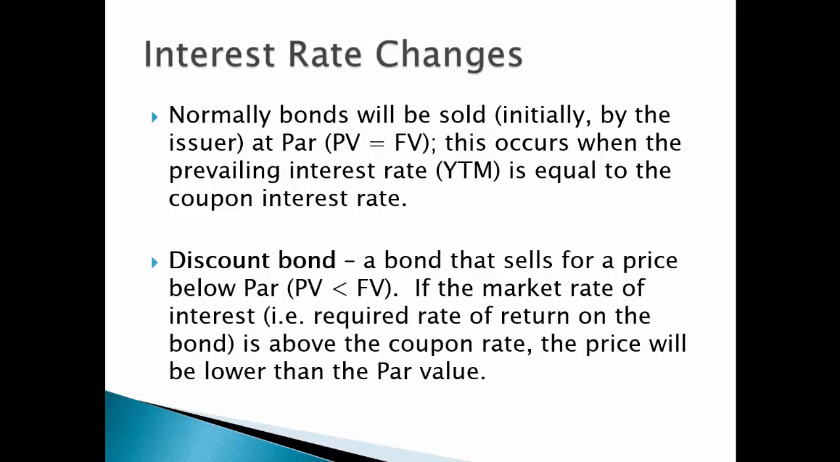It'll either be a discount bond or a premium bond. A discount bond is a bond that sells for a price below par. That's to say the price is less than the face value of the bond. The present value is less than the future value of the bond. And this occurs if the market rate of interest, the yield to maturity, or the required rate of return is above the coupon rate. In this case, the price will be lower than the par value, and you'll have a discount bond.